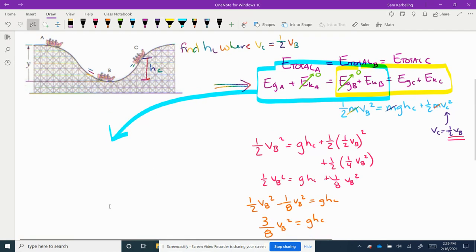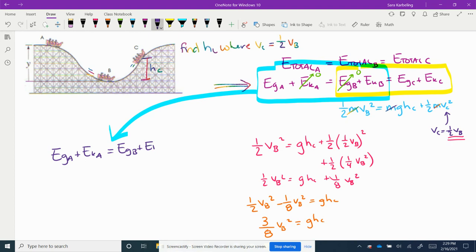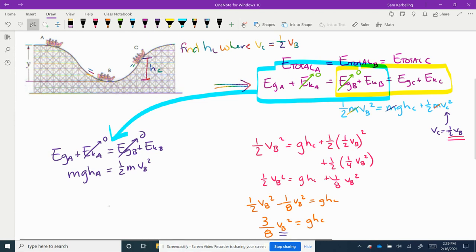All right, so here we can say that gravitational potential energy at A plus kinetic energy at A is equal to gravitational potential energy at B plus kinetic energy at B. Hey, wait, that goes to 0 and that goes to 0. MGHA is equal to 1/2 MVB squared. Why in the world are you doing this, Miss K? I'll tell you why I'm doing it. Because I don't have any idea what VB is. But I do know what H sub A is. And now I can have an expression for VB in terms of HA.